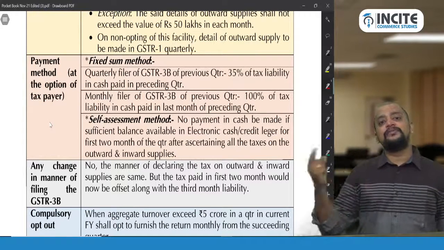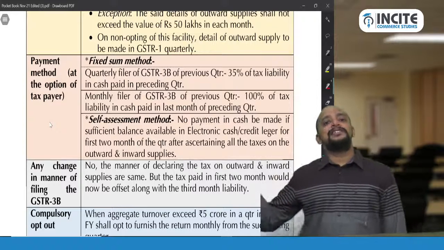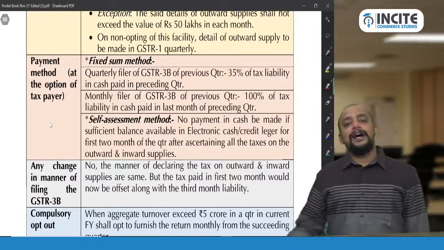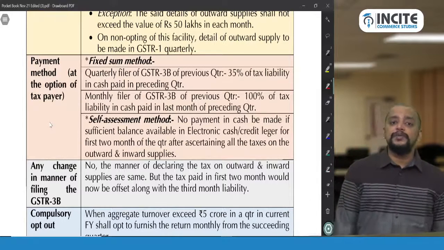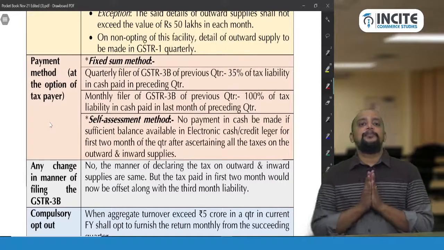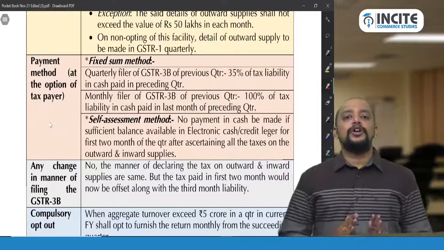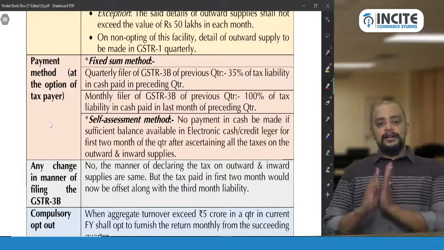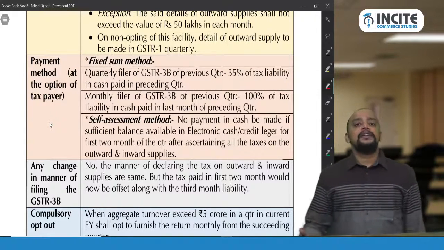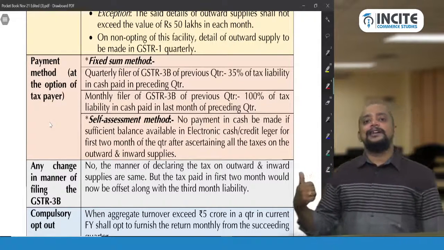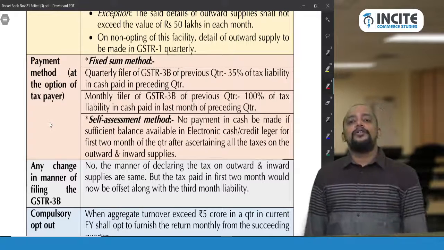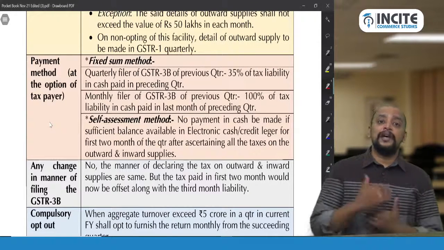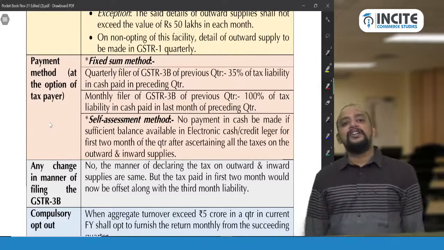So when this 1 lakh is paid by the time you file GSTR 3B, even then there will be interest for this period. For which period? After the 25th. For example, October month, you should have paid by the 25th of November. So from 26th November till the time you pay it in 3B, you have to pay interest. But this period you don't have to count for the fixed sum method. That is the advantage in the fixed sum method over the self-assessment method.